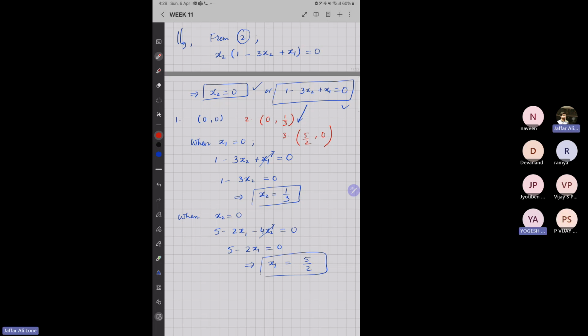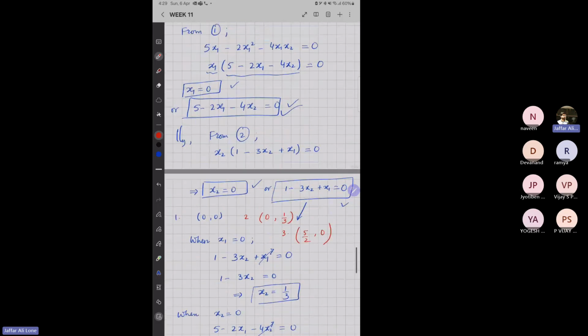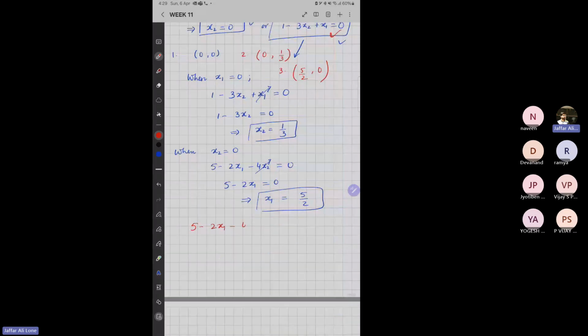Now let's look for the fourth equilibrium point. So now I've checked all the zero cases. Now I'll take this equation, which is the non-zero case, and this equation and solve for x1 and x2. So now let's solve these two equations. One equation is 5 minus 2x1 minus 4x2 equal to 0. And the other equation is 1 minus 3x2 plus x1 is equal to 0.